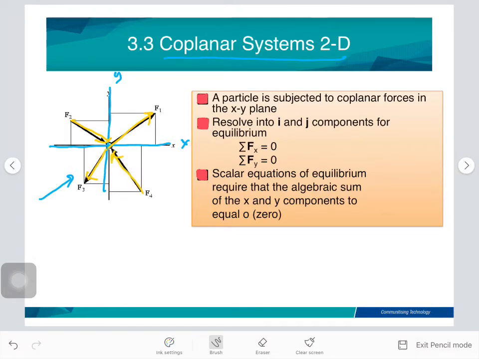So we need to resolve all the forces into i and j components, because we want to substitute in summation Fx equal to 0, summation Fy equal to 0. And the scalar equations of equilibrium require that the algebraic sum of the x and y components equal 0. So here you can resolve that.